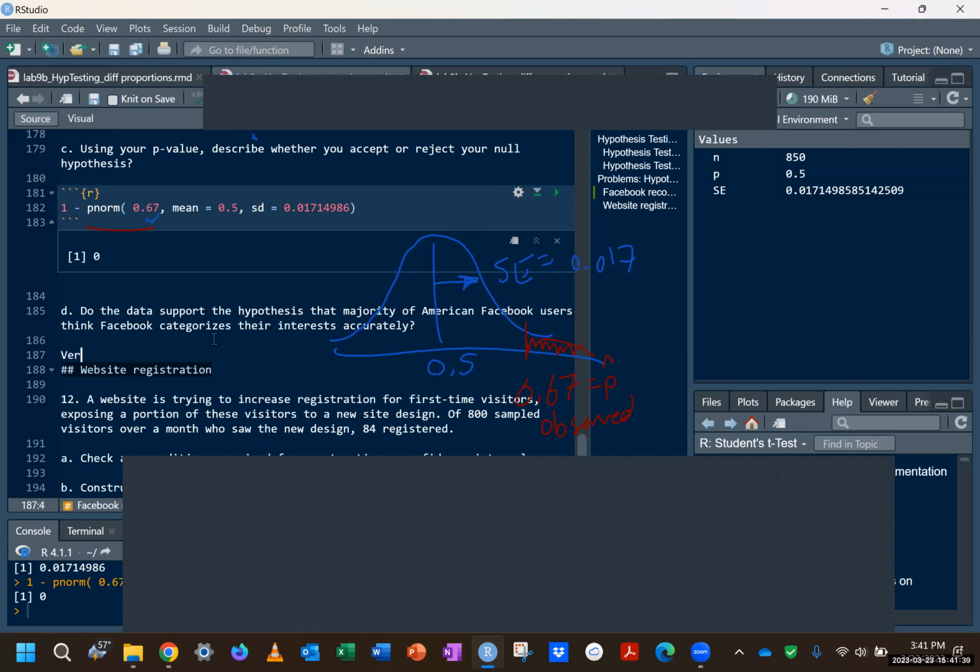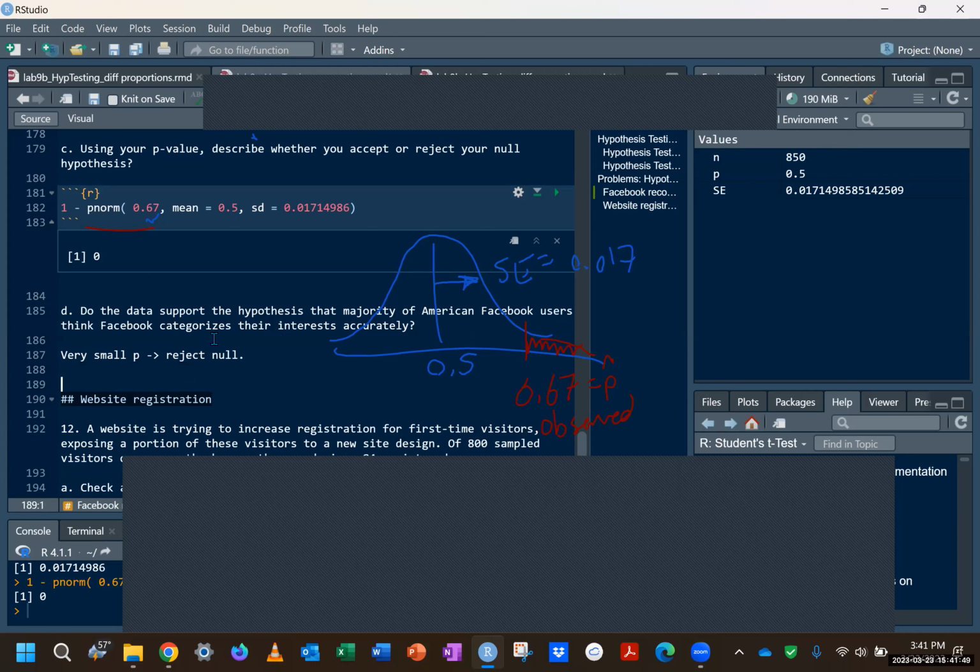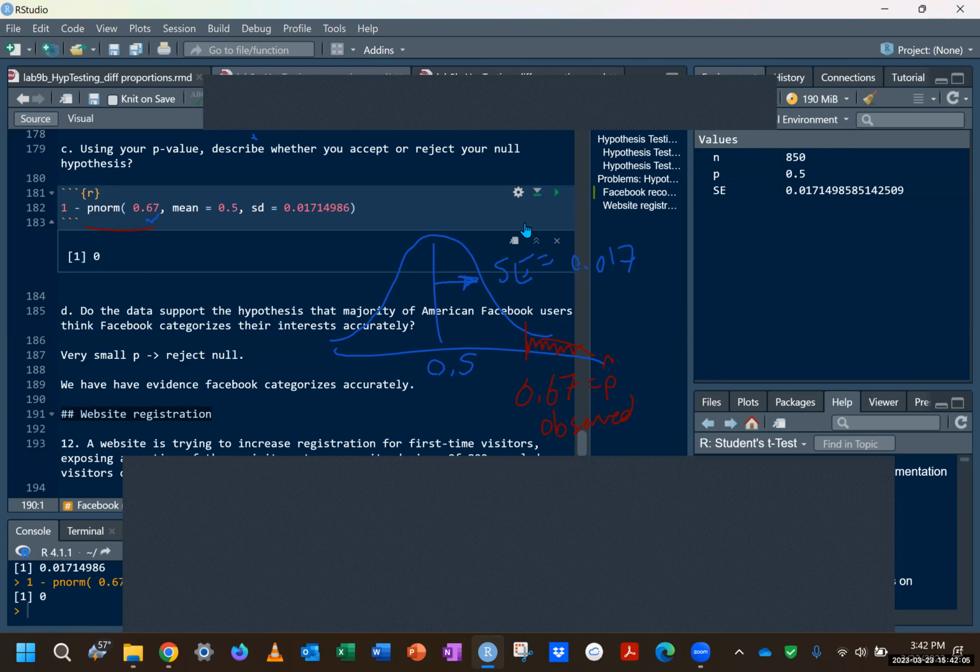So very small p, close to 0, means we reject the null. That's kind of my note. So this means we have evidence for the alternative. At least more accurately than random chance. So that's an example of how to do one proportion testing, Lab 9A.